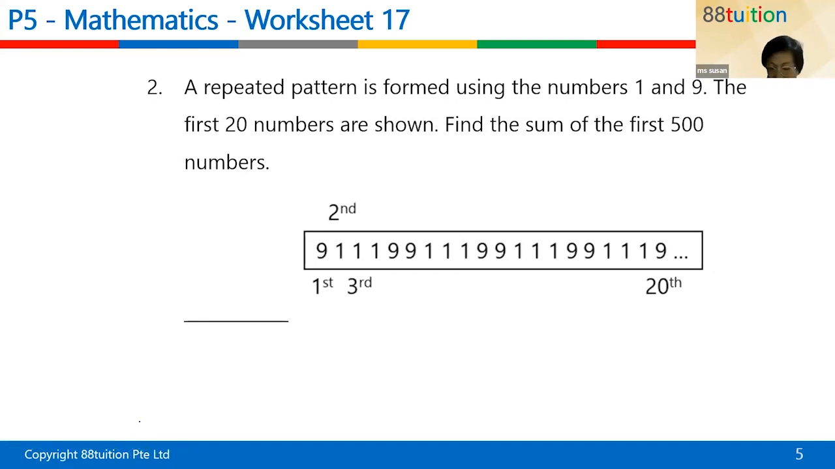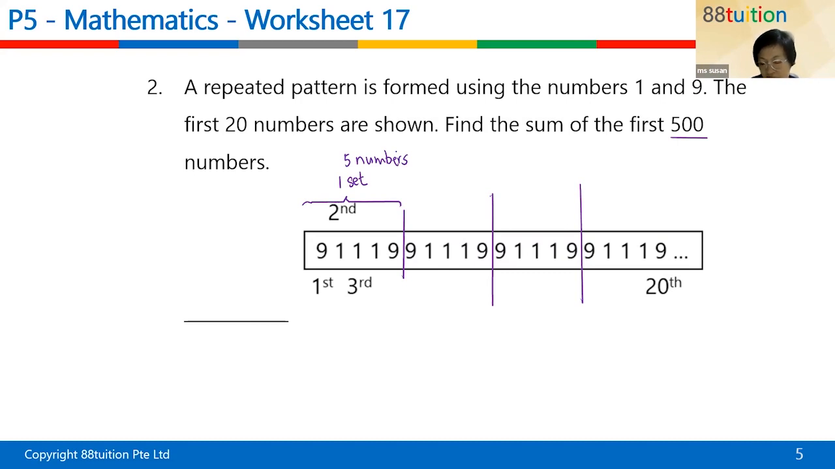Let's take the 5 here: 9, 1, 1, 1, 9. Another 5 here: 9, 1, 1, 1, 9. Another 5. So he wants you to find the sum of the 500 numbers. So let's say this is for one set. For this one set, there are 5 numbers being added together.